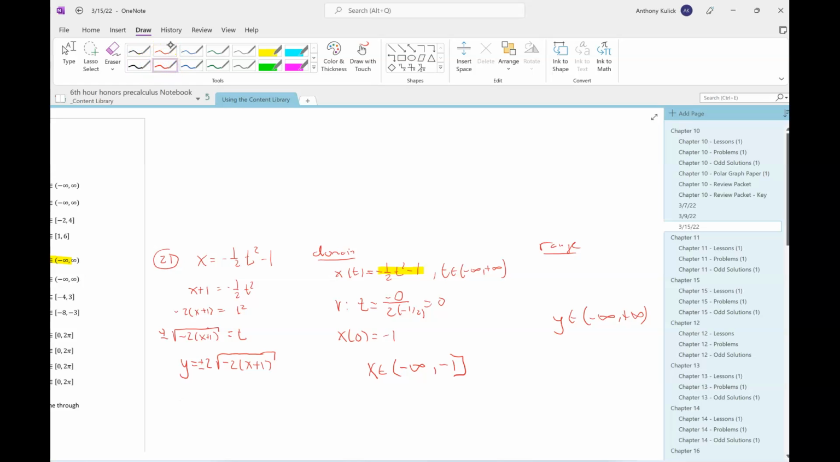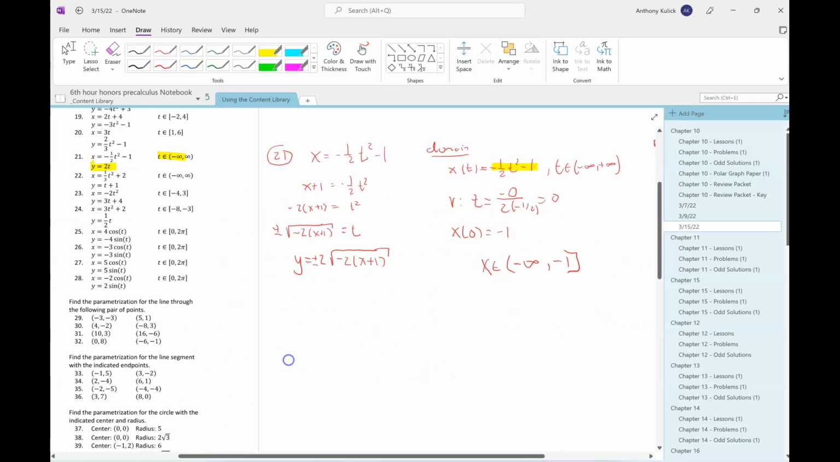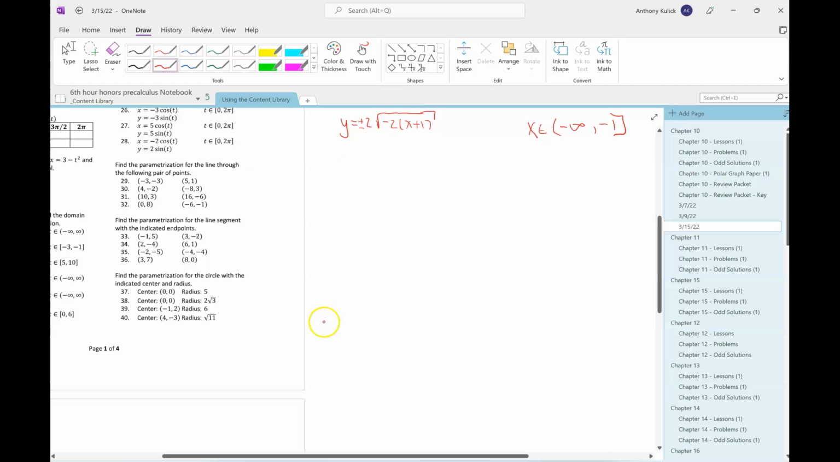Yeah. Jack, so your hand? Yeah, can you do 40, please? 40? Sure.